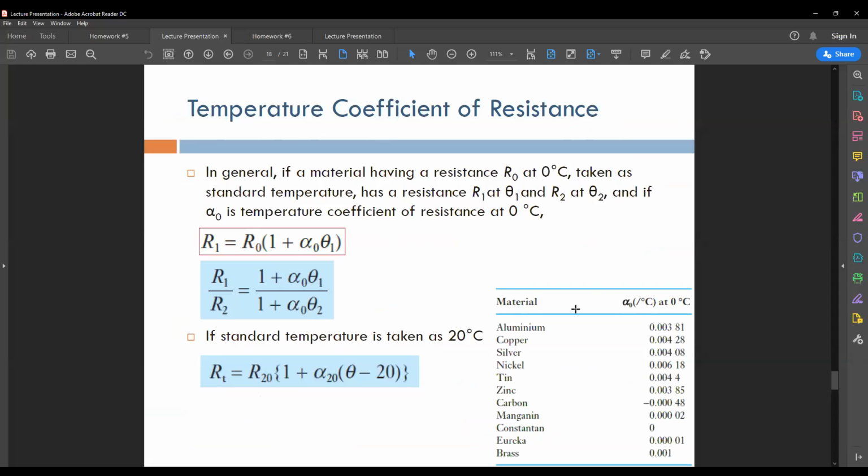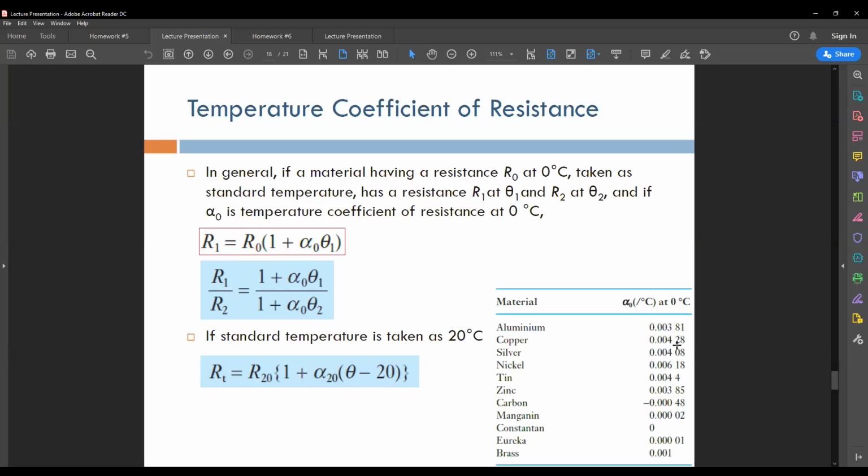Of course, for the temperature coefficient of resistance, you either have to have this table or be given that value in the exam. I usually give you that value or put it in the problem itself, so you don't have to worry about carrying that table if you don't want to.